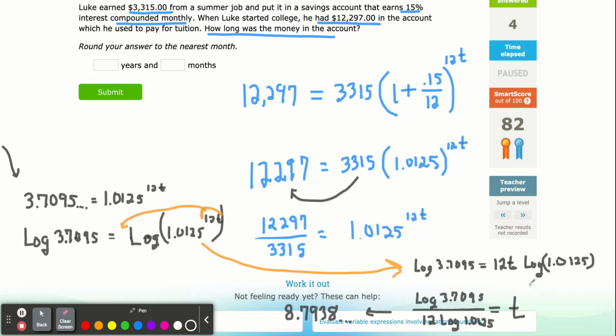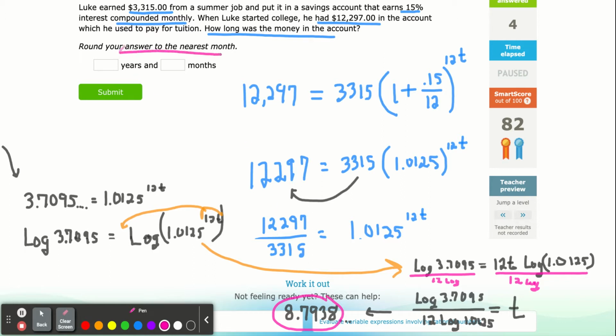Now I'm going to divide both sides of this expression by the 12 and the log. That leaves the t on this side. Now I do this in a calculator. I take the log of 3.7095 and I divide it by 12 times the log of 1.0125. I get 8.7938.